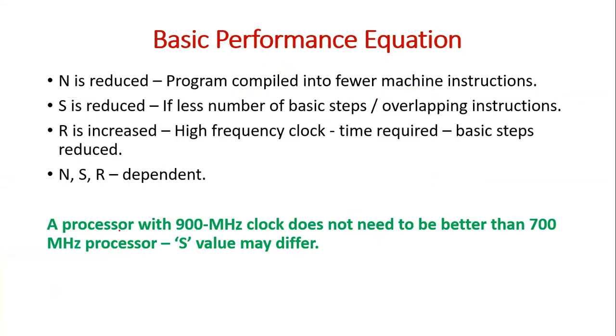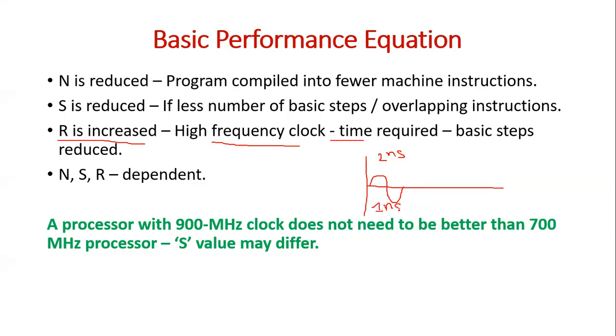The other parameter is R. R should be increased. How can we increase R? To increase R, you have to increase the clock frequency. But what does increasing clock frequency mean? Say the clock cycle is 2 nanoseconds, which means one clock cycle takes 2 nanoseconds. If you make it 1 nanosecond, then what is the meaning?